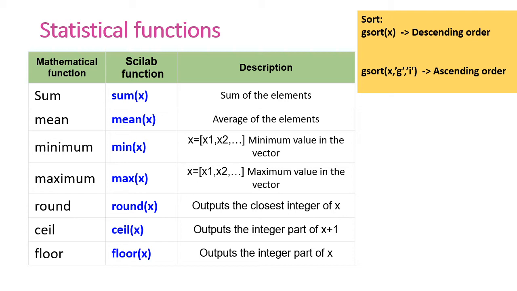Then, in order to get ascending order and descending order, we have a predefined function, gsort of x. gsort of x will give you the descending order. gsort of x comma 'g' comma 'i' will give the ascending order.